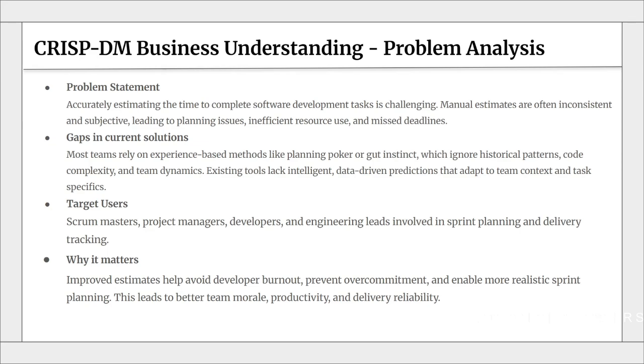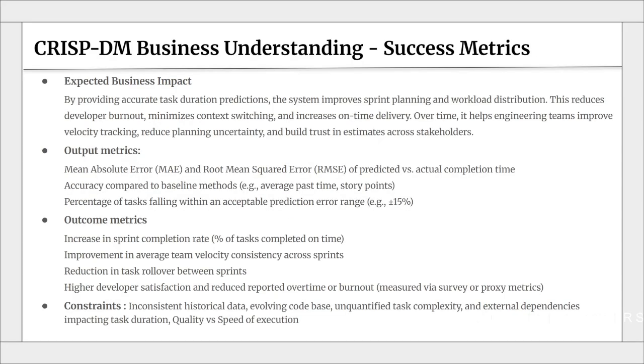Our target users are Scrum Masters, project managers, developers, and engineering leads. Why it matters? It matters because improved estimates help avoid developer burnout, prevent overcommitment, and enable more realistic sprint planning, and that increases the team morale and the satisfaction with the delivery timelines. The expected business impact is that by providing accurate task duration predictions, we would be able to improve the workload distribution and the health of the employees. Over time, it helps engineering teams improve velocity tracking, reduce planning uncertainty, and build trust in estimates.